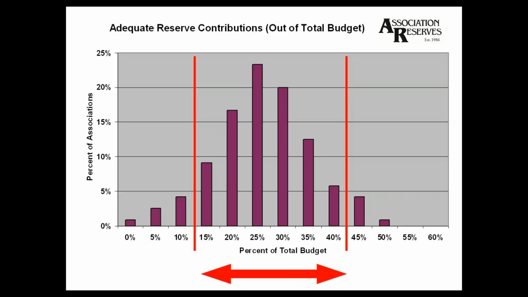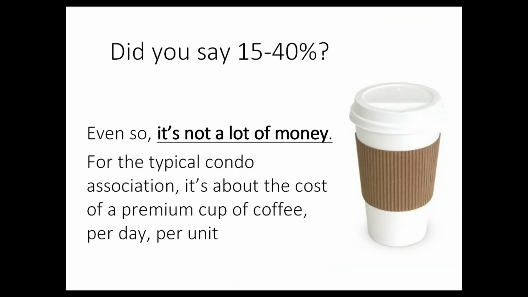If you're going to pick just a number, you might want to say about a quarter of your total budget. So remember that. It's a pretty simple number. And you may be reeling, wow, Robert, did you say 15 to 40%? And yes, but remember, that's still not a lot of money. For a typical condominium, that means about $3 to $5 a day set aside towards reserves. And that's about the cost of a premium cup of coffee. And if you or your homeowners can afford a premium coffee, you can afford adequate reserve contributions.